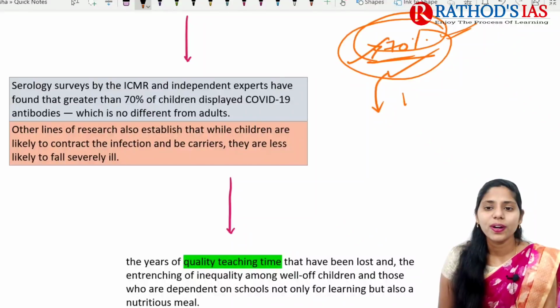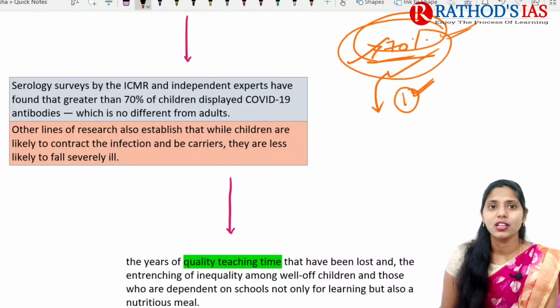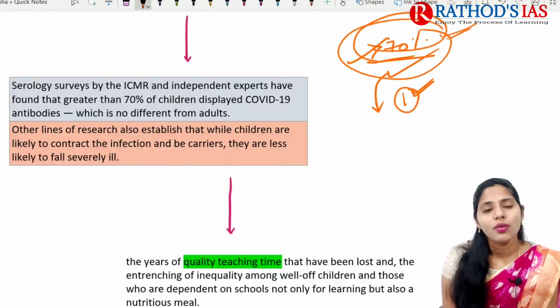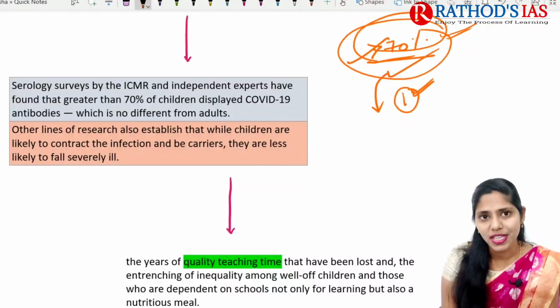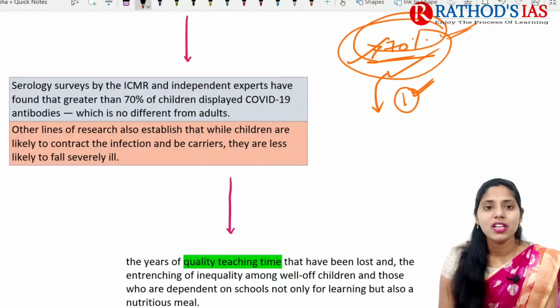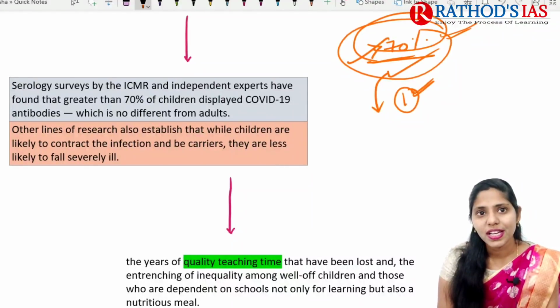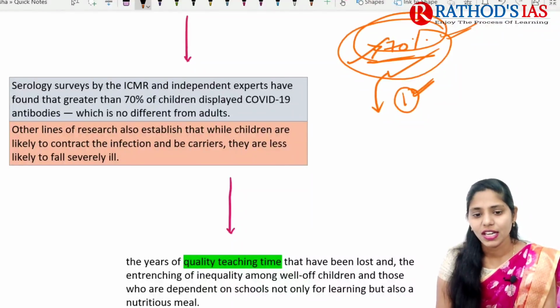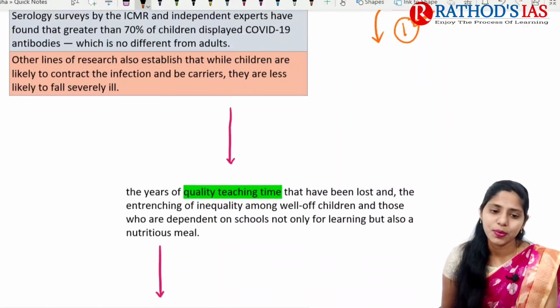And here one more important reason which is mainly posed regarding shutting down of the schools is, whenever children come into schools, they will be acting as carriers. They will be carrying this virus from the schools to their homes. So in the homes there will be elderly people, and that will lead to contamination of the elderly, and they may fall severely ill. So this is the second reason which is mainly posed.